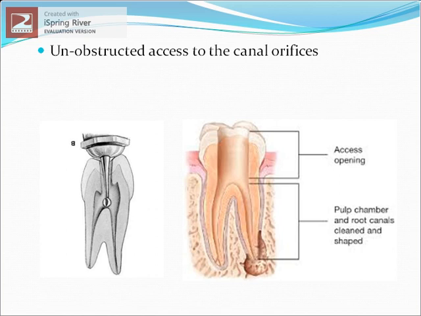Access cavity preparation is defined as an endodontic coronal preparation which enables unobstructed access to the canal orifices. It begins with initial penetration into the pulp chamber, achieved by drilling on the occlusal surface of premolars and molars and the palatal surface of anterior teeth.